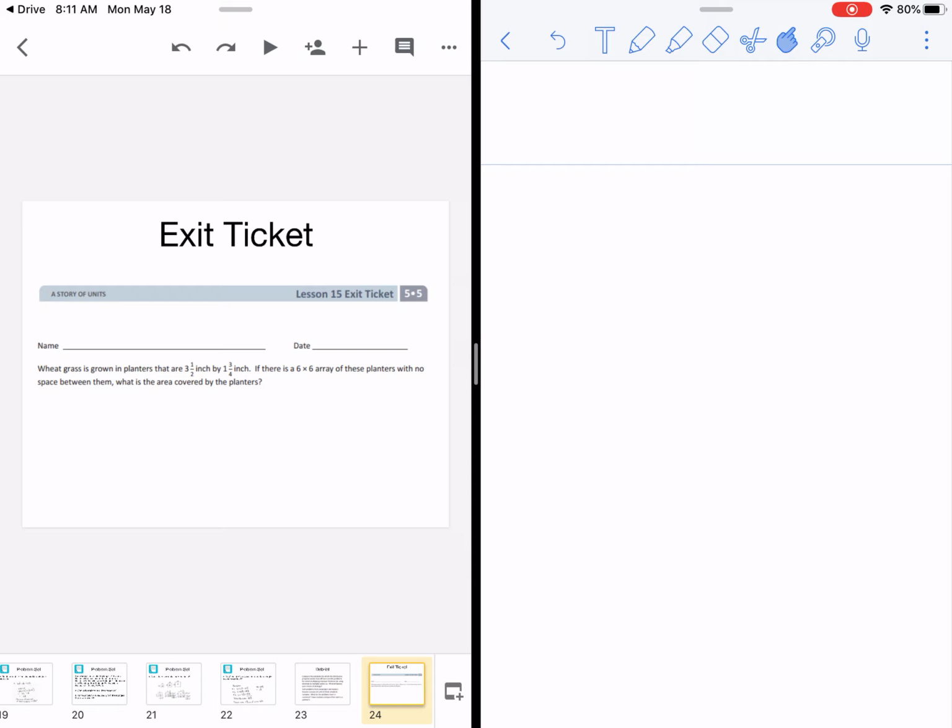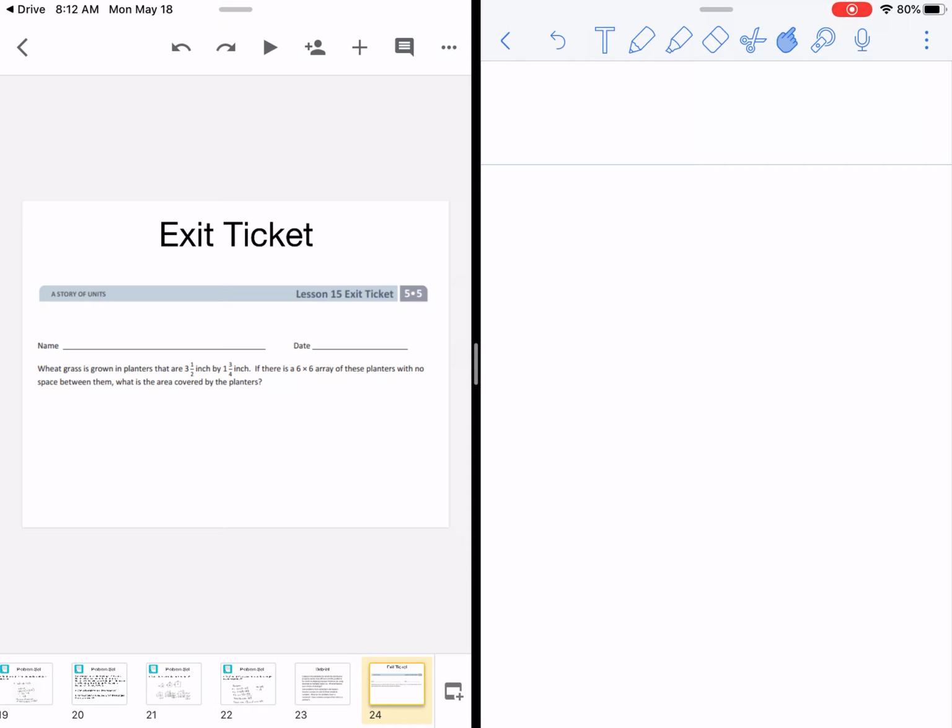Wheatgrass is grown in planters that are 3 1/2 inch by 1 3/4 inch. There is a 6 by 6 array of these planters, with no space in between them. What is the area covered by the planters?